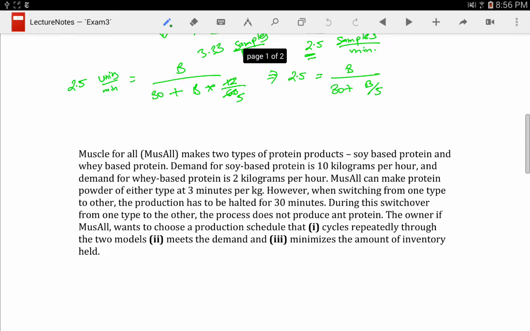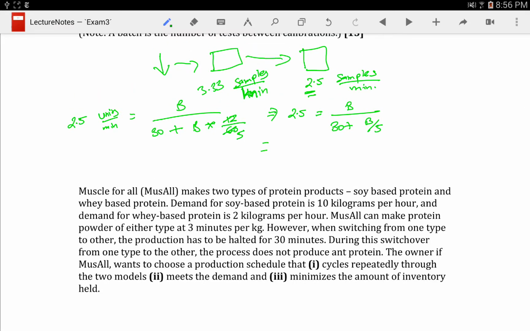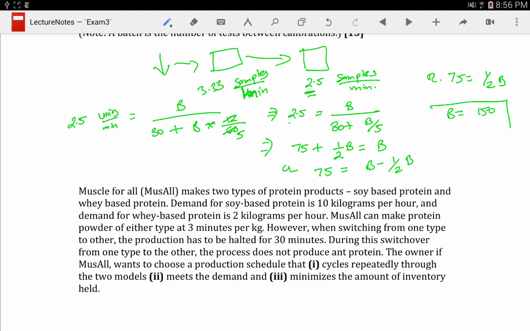Alright, let's do this again. Cross multiplication: 2.5 times 30 is 75, plus 2.5 times B over 5 is 1 over 2 B, equals B. So 75 equals B minus 1 over 2 B, or 75 equals half B, so B equals 150. So you have to run a batch size of 150.